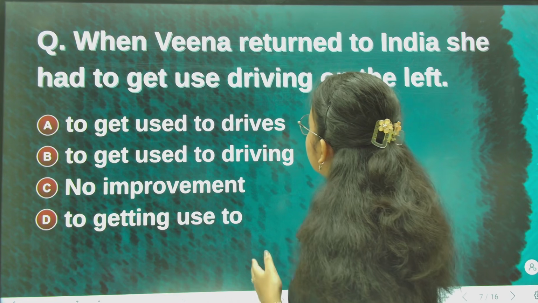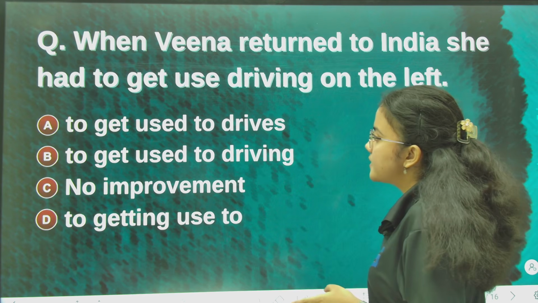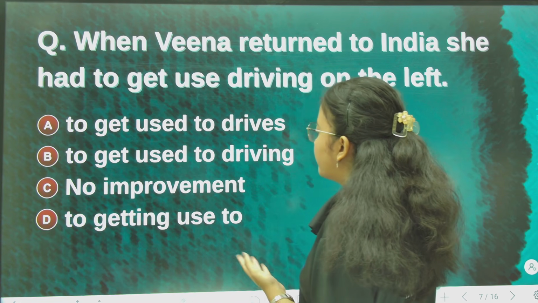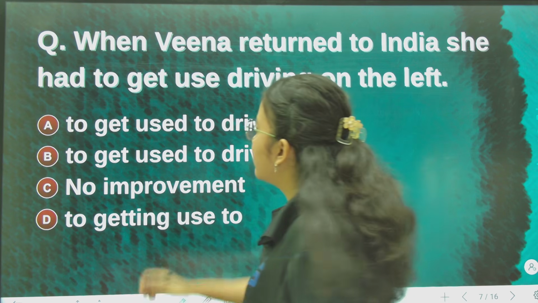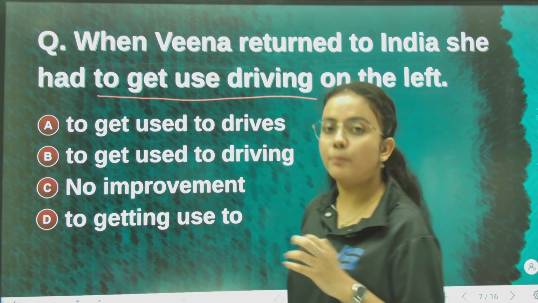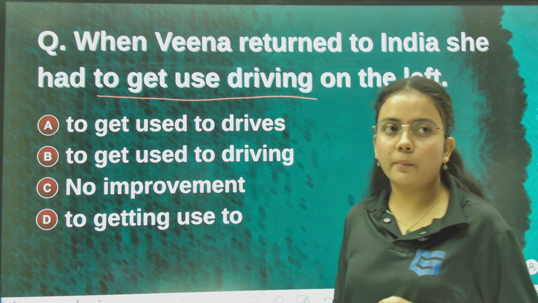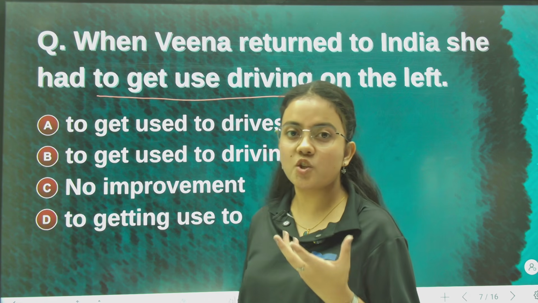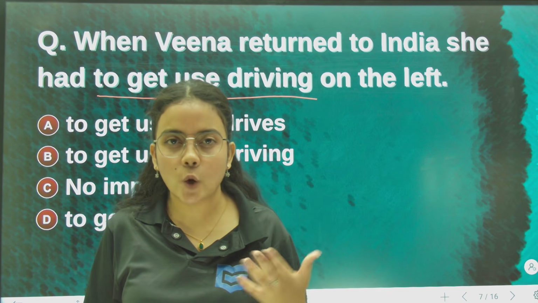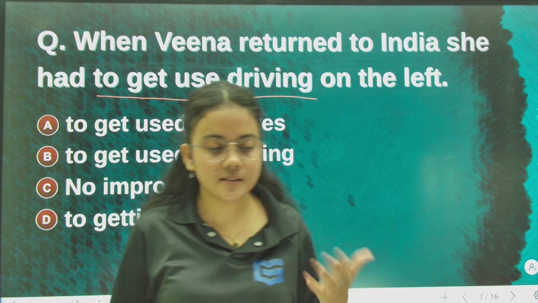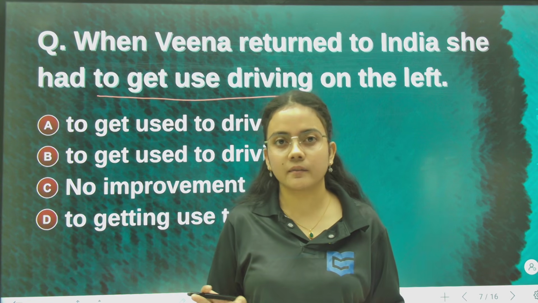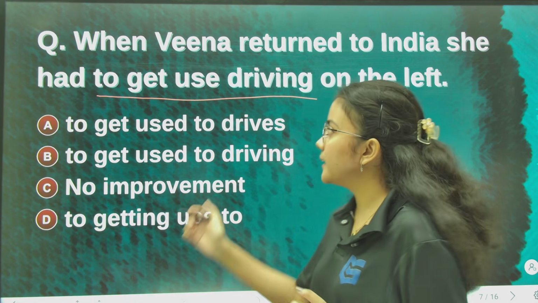Now the next question: 'When Veena returned to India, she had to get used driving on the left.' Options: A, to get used to drives; B, to get used to driving; C, no improvement; D, to getting used to. Here, from the options only you can tell, we have to improve the portion. In English grammar there are idioms, which are expressions. For example, 'spill the beans' means to let out a secret or gossip, and 'once in a blue moon' means very rarely.